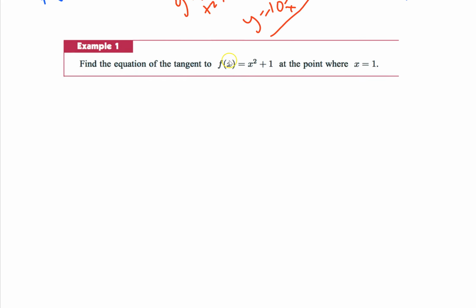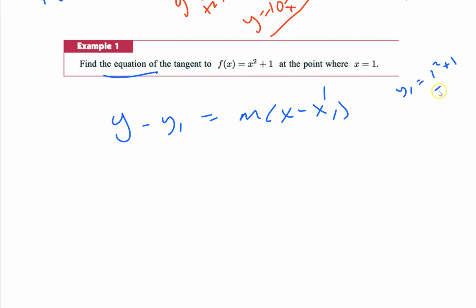Find the equation of the tan line to f of x equals x squared plus 1 at the point x equals 1. Right, so again, I want the equation of a line. You just go y minus y1 equals m times x minus x1. You have your x1 already. If you want to find the y1, just plug it in. Just plug that into the original function, and I get 2.